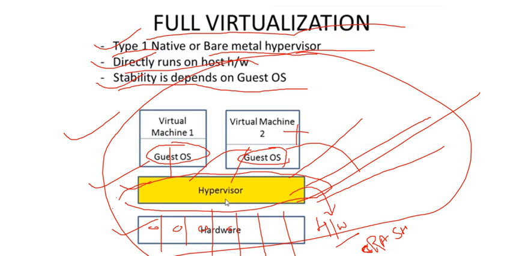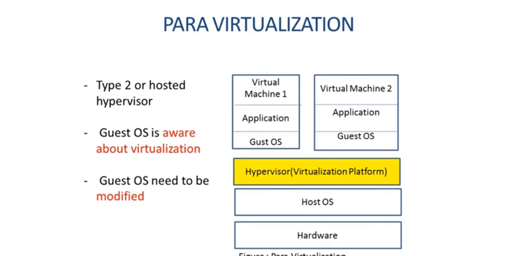Now we will talk about the para virtualization. It is somehow different from the full virtualization. In full virtualization, the hypervisor was directly installed, or we had the patch of the hypervisor directly on the hardware. But in para virtualization, the hypervisor is installed on the host operating system. I have already given you an example in our class. Suppose we want to run a different operating system on our computer.